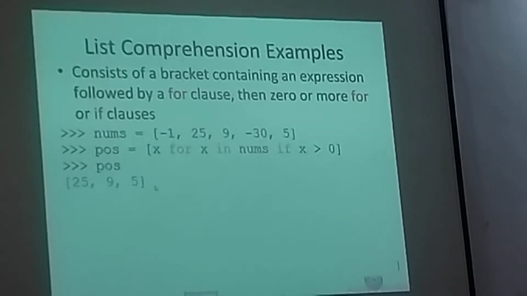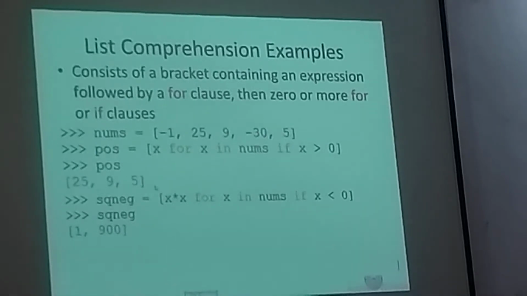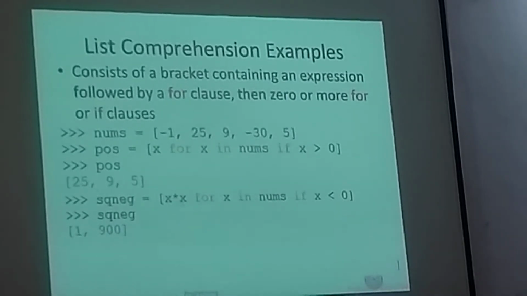I can make more complicated expressions. For example, suppose I only want to square the negative numbers in the list nums, then I can say x square or x times x for x in nums if x is less than 0. So this time x is picked from nums wherever it is less than 0, and the expression that we use to create the list is x times x. So what we get is the square of -1 and the square of -30, and therefore the resulting list is 1 and 900.